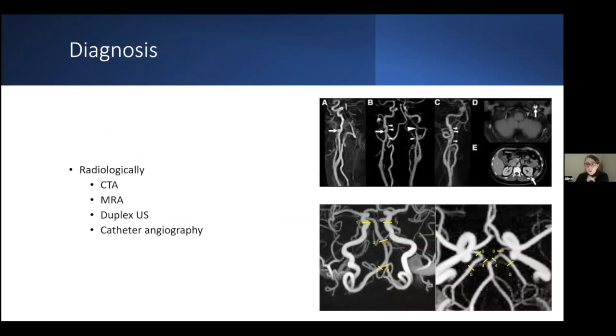How do we diagnose FMD? So typically it's diagnosed based on radiological findings. There are a few different options in terms of radiology that we can use to diagnose FMD: a CT angiogram, an MRI angiogram, duplex ultrasound, or catheter angiography. Duplex ultrasound is not commonly used in the UK. It's more commonly used in the US, where they have a higher rate of patients and more expertise with duplex ultrasound.